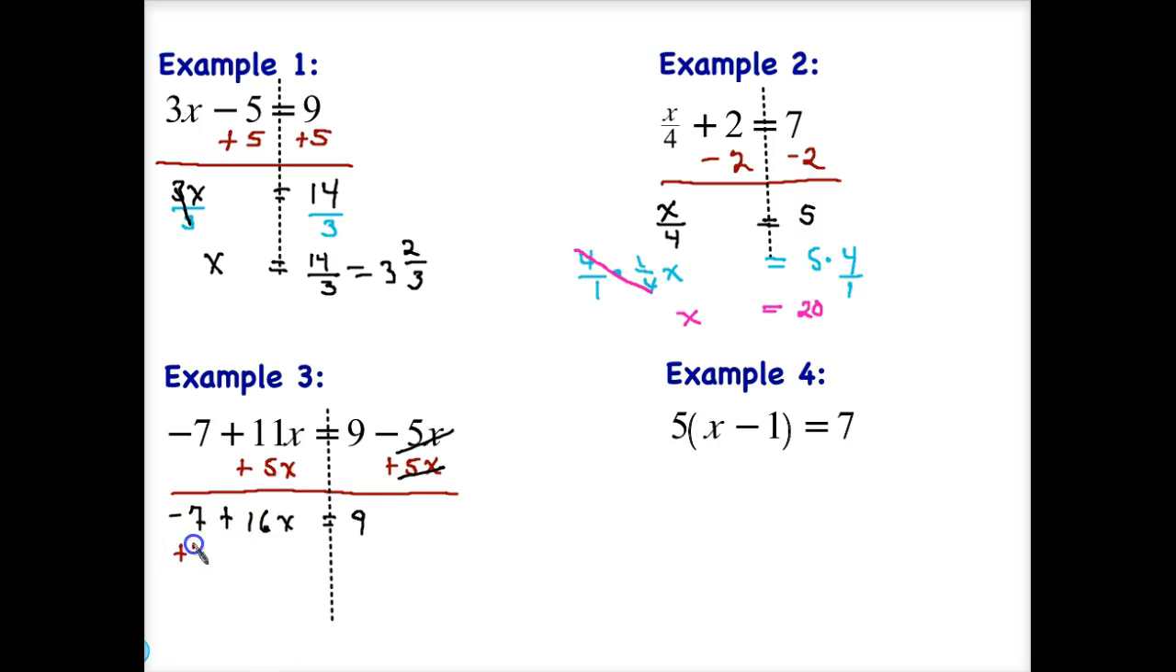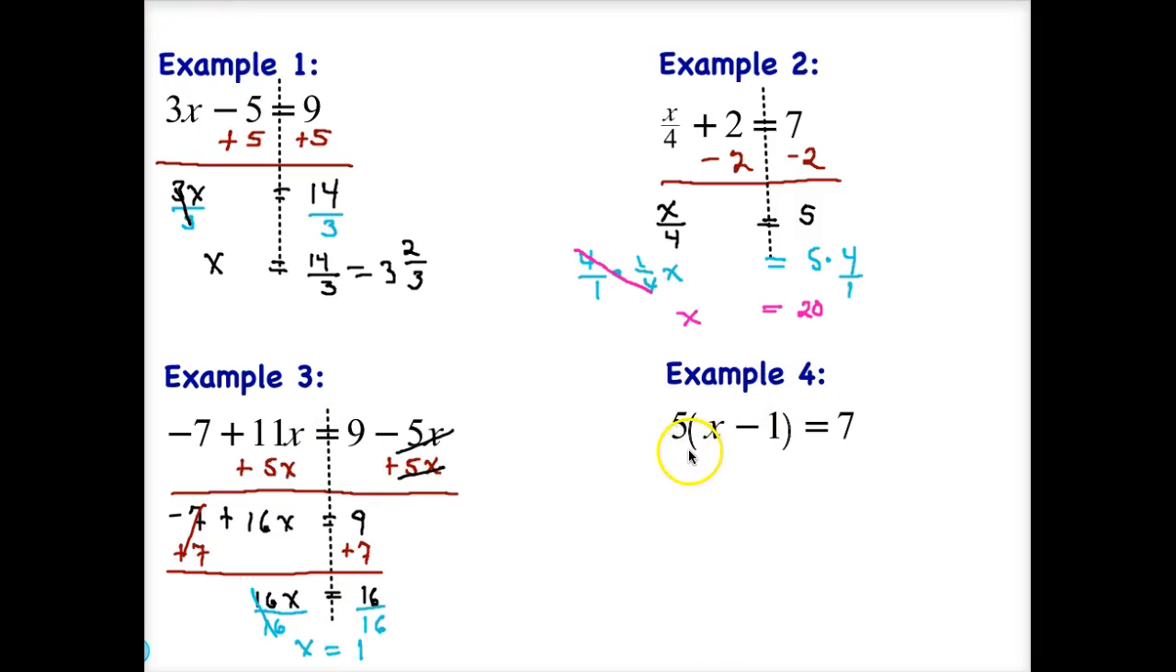So I'm going to add 7 to both sides. These then cancel, and I'm just left with 16x is equal to 16. My final step then is to divide by the coefficient or multiply by the reciprocal. I'm dividing by the coefficient. X equals 16 over 16, which if I reduce that, gives me 1.